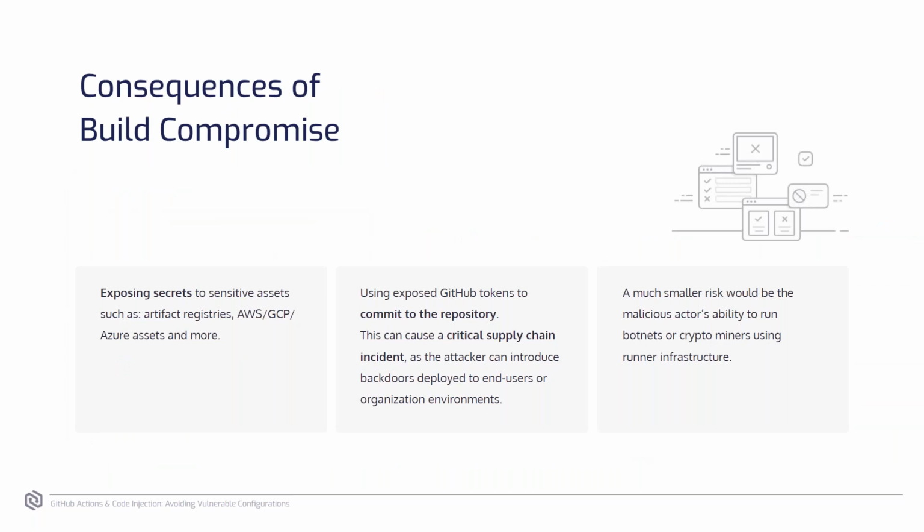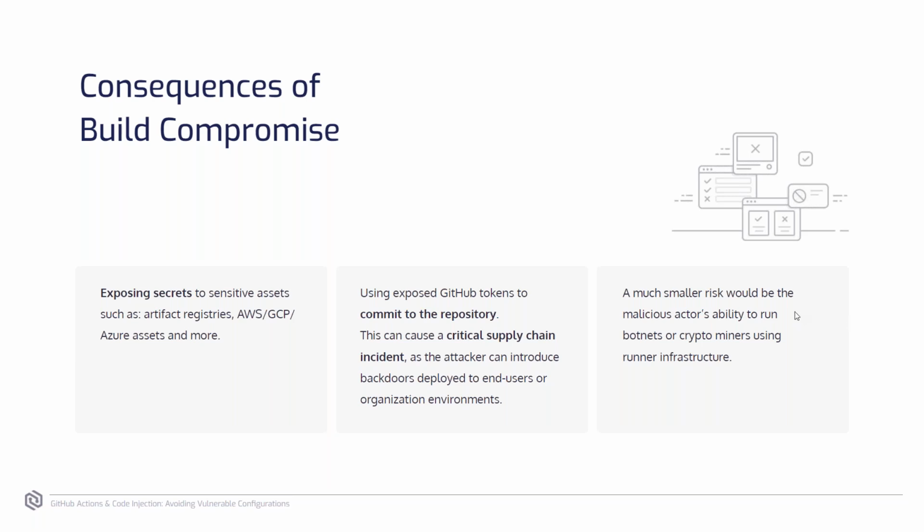So the consequences of such build compromise can be quite disastrous. The first major impact is exposing the secrets of the vulnerable workflow. As we previously introduced, such secrets could be cloud tokens and additional assets. The second major impact would be the ability of the attacker to commit malicious code into the repository without proper permissions. This can cause critical supply chain incidents, as the attacker can introduce various vectors which will be built into the product and deployed into end user or organization environments.